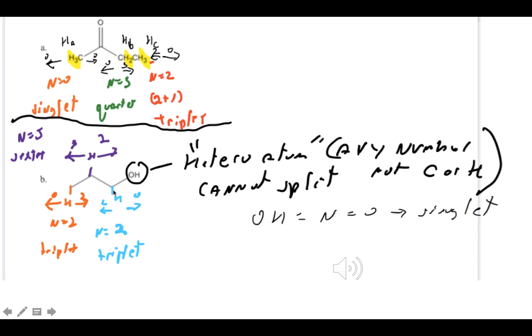And for this hydrogen, n is equal to 2 over here, and 0 for heteroatoms. Any hydrogen that is not on a carbon is given n equal to 0. So this would just be 2, so this would be a triplet. And then the oxygen hydrogen would just be a singlet because it's on a heteroatom, and n is equal to 0.